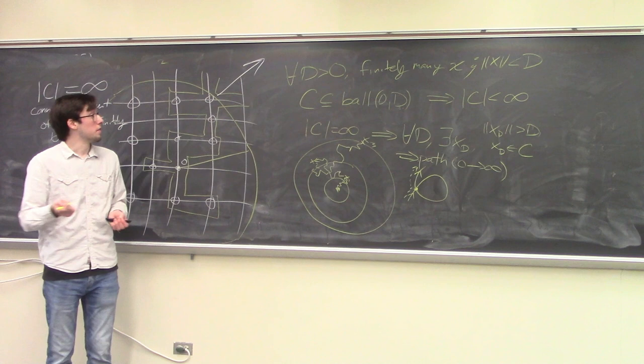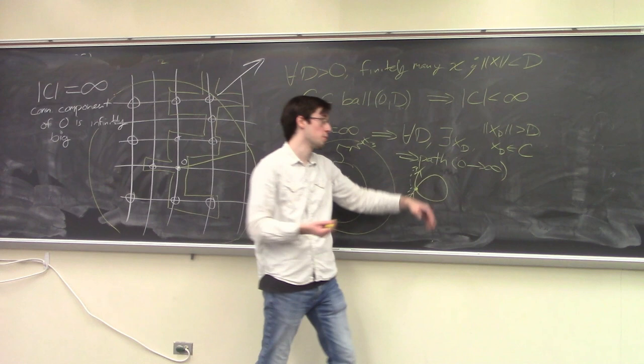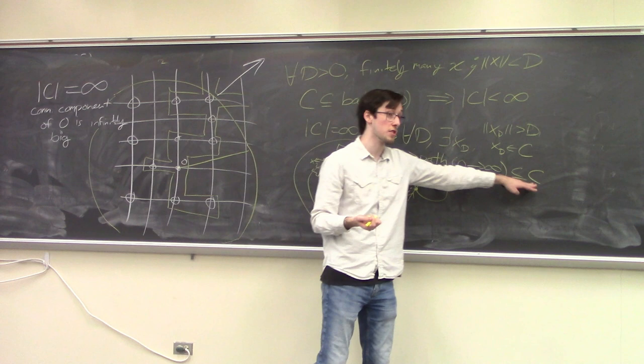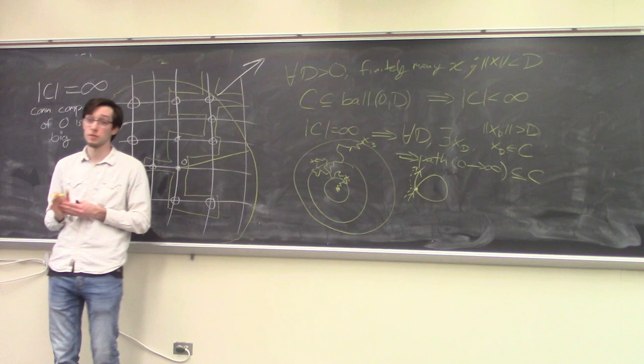The converse direction is, of course, trivial, because any path which is infinitely long has to have infinitely many distinct pieces, and by hypothesis, this path is contained within C. So the number of elements here tells you this is also infinite. So this is an important lemma to have when you actually do proofs in a second.